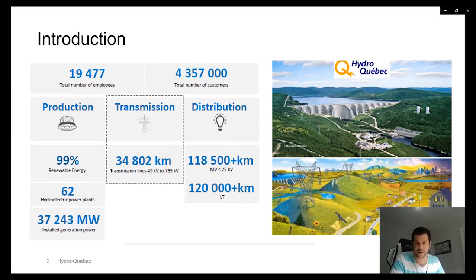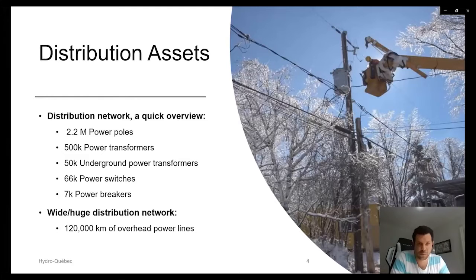Now, let's focus on the distribution side. We have 4,000 customers, and also we have a complex distribution network because we have more than 120,000 kilometers of overhead power lines, which is really a large, a huge distribution network that we have to take care of. So let me give you some information and numbers about our distribution assets or distribution network.